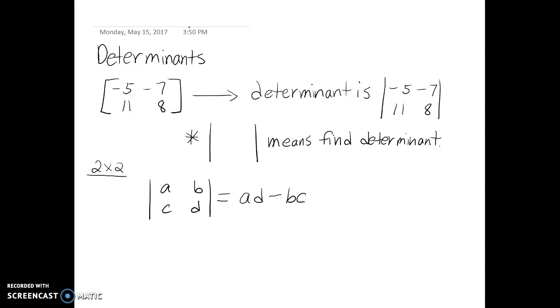So first example, again, when I put these, it means find the determinant. So I'm actually using the one from up above. We're going to do negative 5 times 8, so negative 40, minus, now I'd always do the minus negative so you don't mess this up. So it's minus parentheses negative 77, which is really adding. And it's going to give you 37.